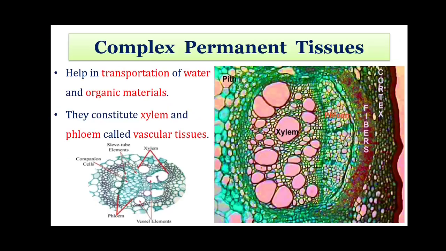Now let's come to complex permanent tissues. These complex permanent tissues help in transportation of water and organic elements. Water is transported by xylem and the organic elements, which is nothing but the food, is transported by phloem. So these constitute xylem and phloem, and together they form the vascular tissues. You can see the vascular tissue in this image, and they are present in root, stem, petiole, various types of organs for the conduction of water and food material.